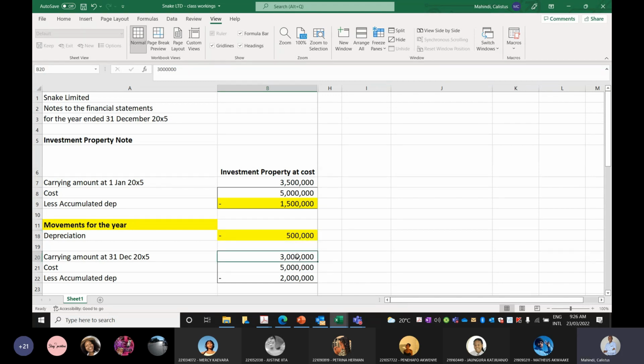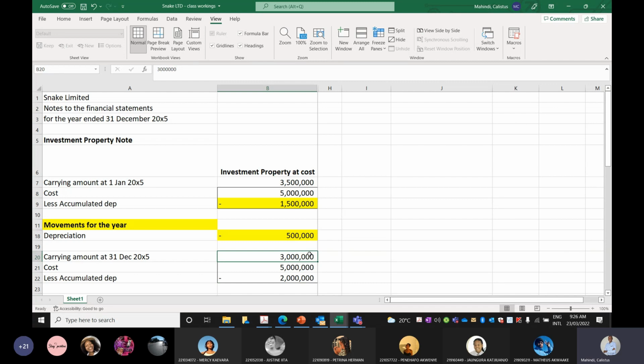Your summary, your cost price didn't change. You always had this property. It was 5 million, the cost. But what is your accumulated depreciation now at the end of the year? It's your accumulated depreciation at the beginning, 1.5 million, plus your depreciation for the year. So your total accumulated depreciation is now 2 million. 5 million minus 2 million brings you back to your 3 million.